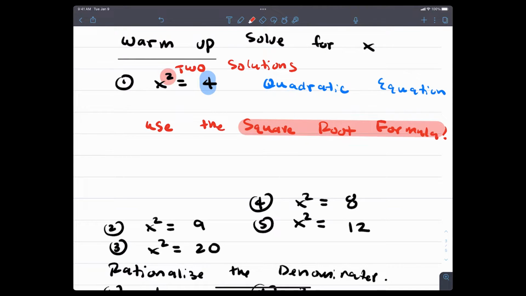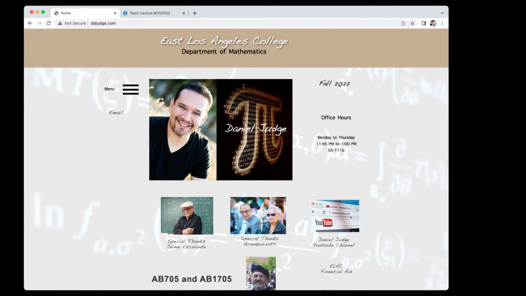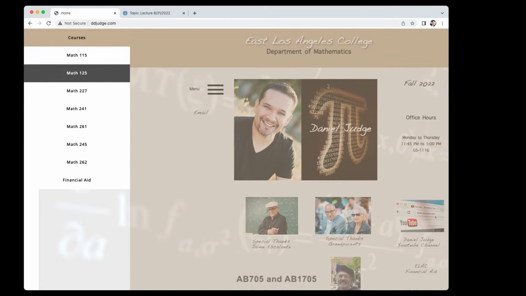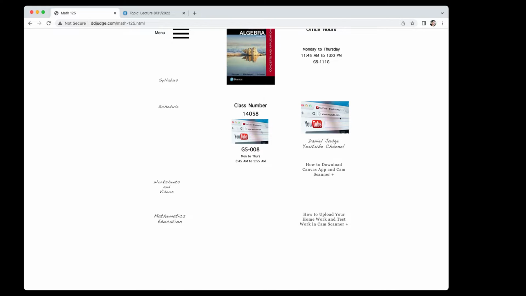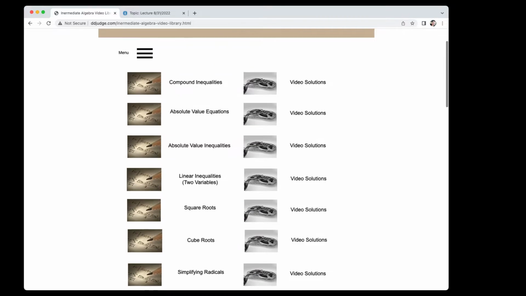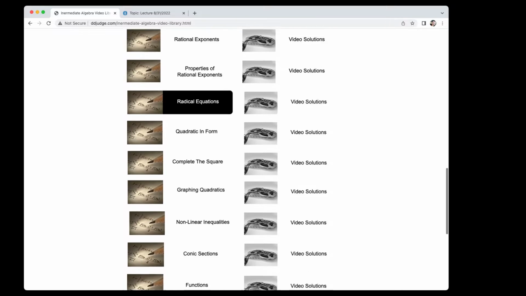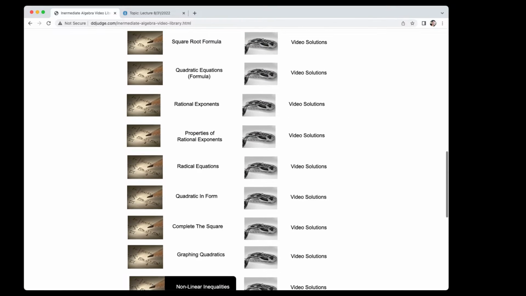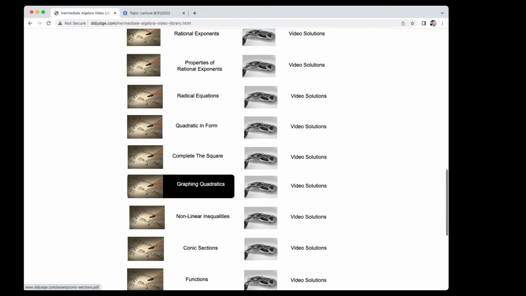Now I'm going to go back to my browser here, and I'm going to ask where do you find the square root formula? Math 125 is called intermediate algebra. In Math 125, I've got a bunch of worksheets and videos, organized by name. I'm going to find this here. It's called the what? Where is it at?